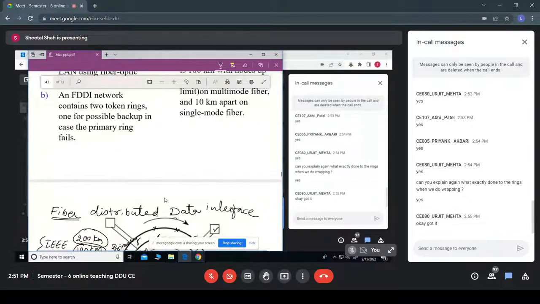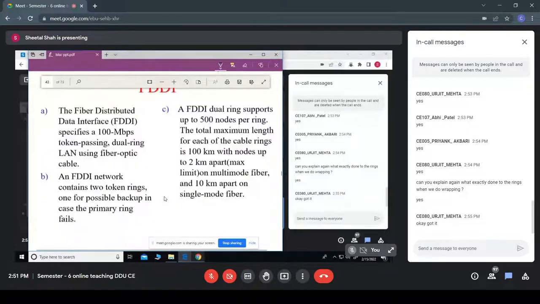Okay. After that, next we'll see. Here a brief of this is given. It contains two token rings for possible backup in case the primary ring fails. Here, which we have discussed, it is 100 megabits per second token passing, and it uses dual ring. And since by the name itself, it indicates that it uses a fiber optic cable. Follow? Then up to 500 nodes per ring is there, and it would go up to 100 kilometers and 2 kilometers apart. One more thing.